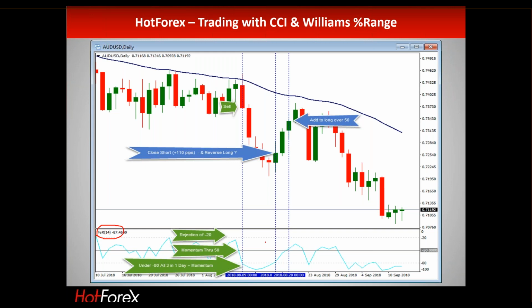Again, it's failed, but you can see this sloping again. The trend was down here. Draw your little line on here. So this is the percentage Williams at 14.